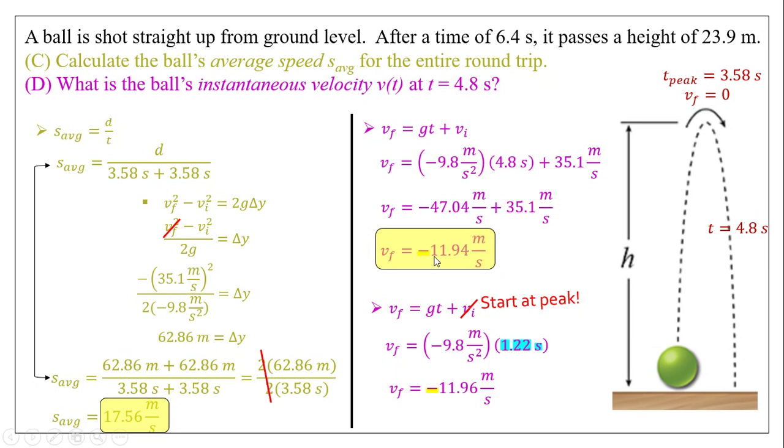Here, I know in the first value I got a negative 11.94. Here is negative 11.96. The difference of 0.02 is because there is rounding involved here, but essentially it's the same value if you don't get too technical with the 0.02 difference, okay? So that is the answer as well.